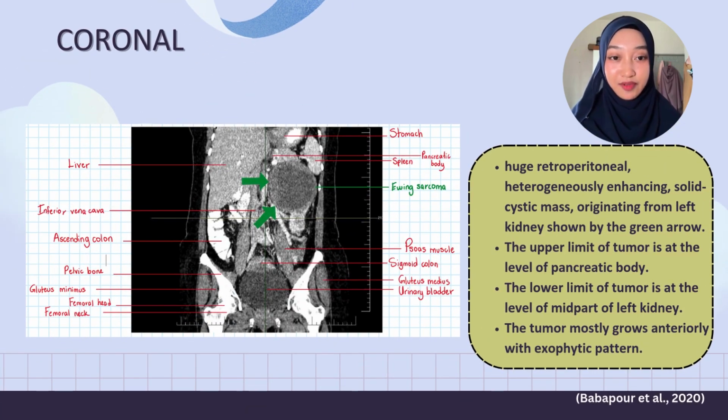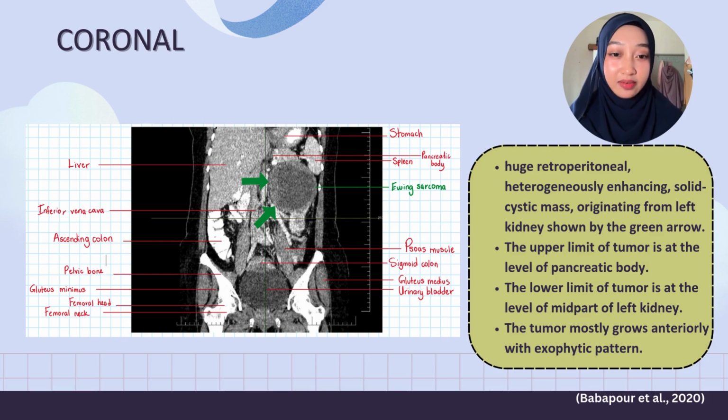Hi, I am Farha. I will continue the presentation by presenting the appearance of the pathology on a coronal view of CT abdomen pelvis. Based on this CT image, we can see that there are a few structures such as the stomach, pancreatic body, spleen, liver, inferior vena cava, and so on.